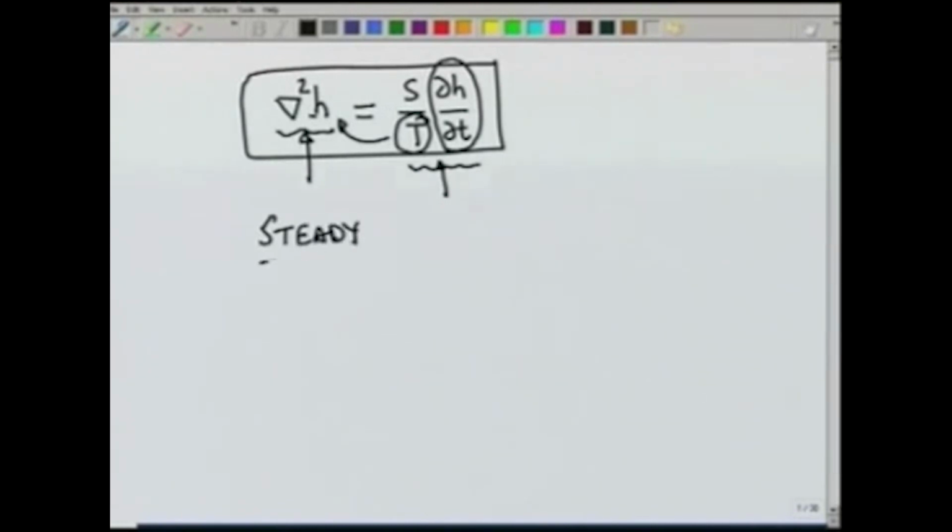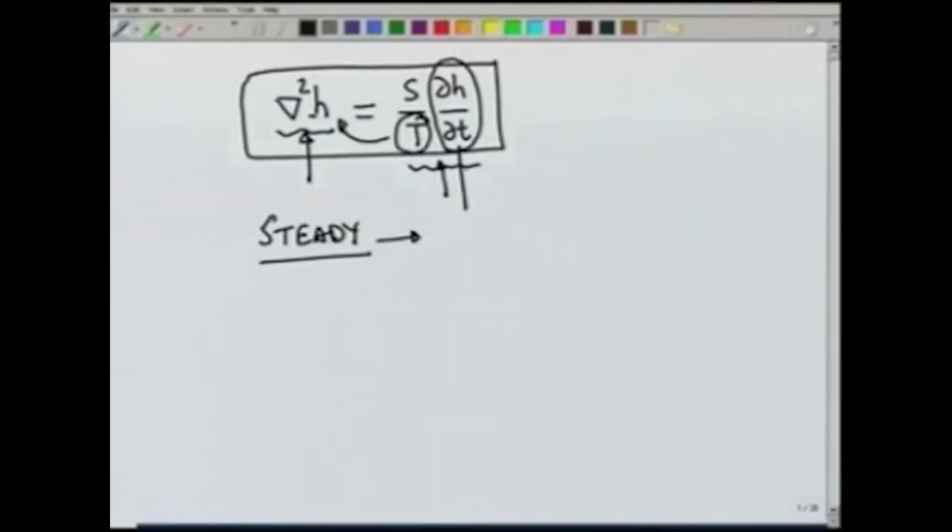So, if we have a steady state flow, that means the parameters are not changing with time, the head remains constant with time, only changes with space, and therefore, the del H by del T term can be ignored as 0. The equation which we then get is the Laplace equation. If we assume that the flow is one dimensional, we have a very simple equation.